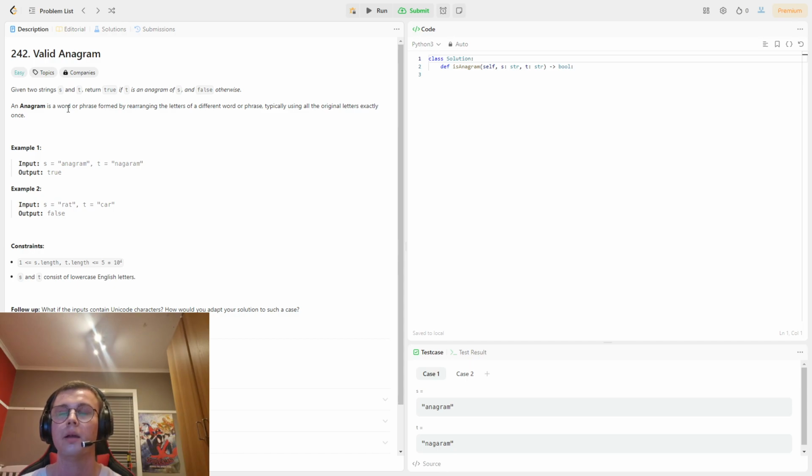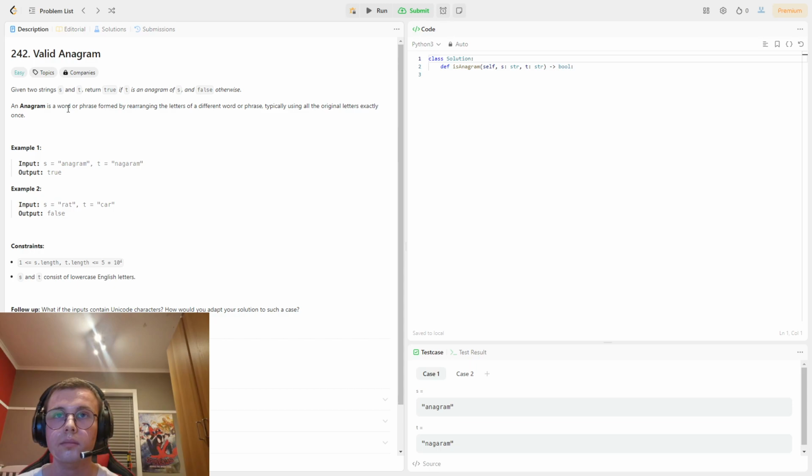Okay, so s is equal to anagram, t is equal to nagaram. Yep, because they all have the same letters, it doesn't matter the order of the letters. As long as they all have the same letters, and they all appear the same amount of times. So an A appears 3 times in s, and then 3 times in t. Okay. Example 2. T appears in s but does not appear in t. C appears in t but does not in s, so it's false.